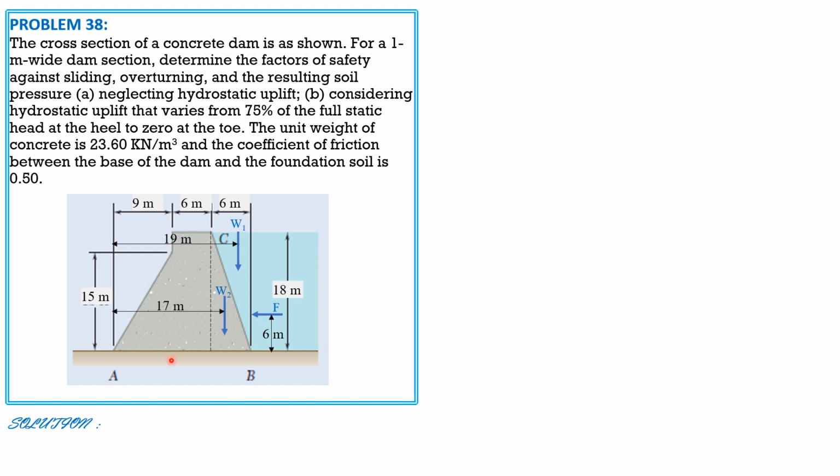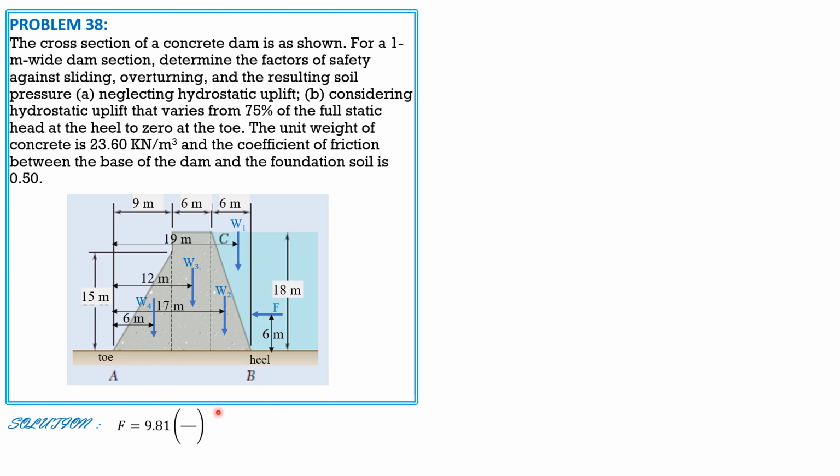Then weight 3 for this rectangular section of concrete. The distance from this vertical is half of 6, 3 plus 9, so 12 meters as shown. Then finally, for this triangular masonry, weight sub 4, the distance is 2/3 of 9, so 6 meters from A. Then we have the toe here, and this is the heel.